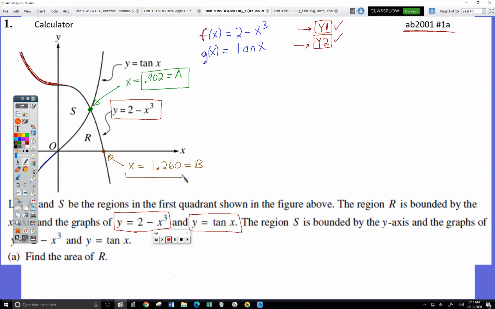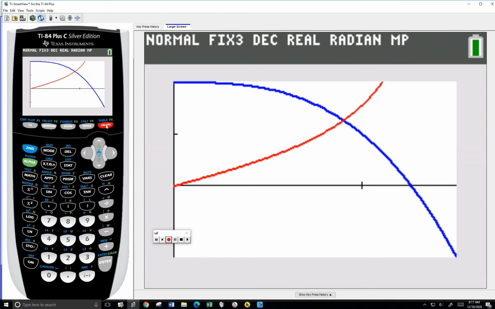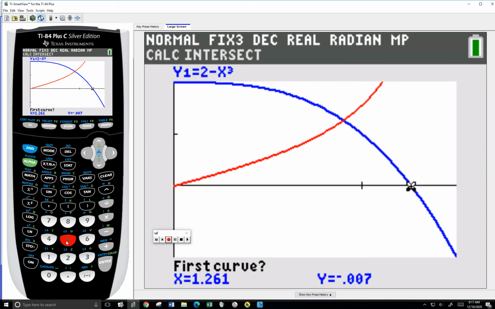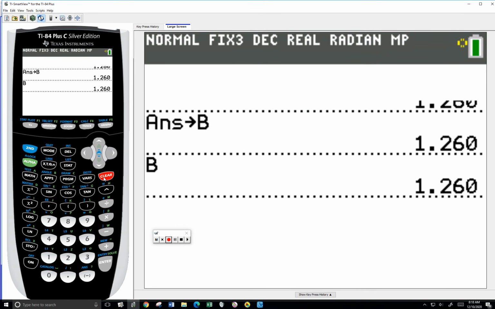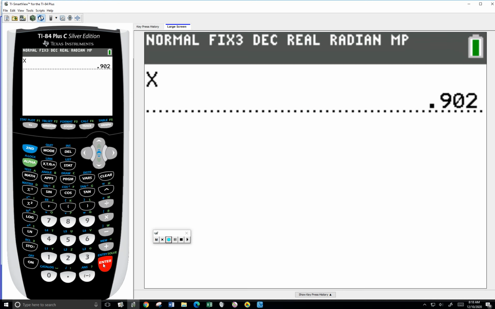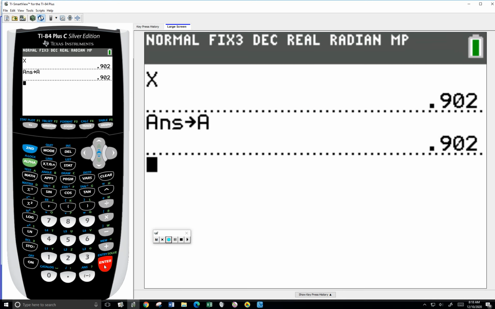So I haven't really talked about that yet. So good question. We still need to store this value. I never did store that, so I'm going to put that into A. So I go back to my calculator, back to the graph. I have to calculate the intersection again in order to store it. So same process, second quit. I want to store the X value. The X value that I want is 0.902. Put that in alpha A. Good question. Awesome. Okay, back to the paper.